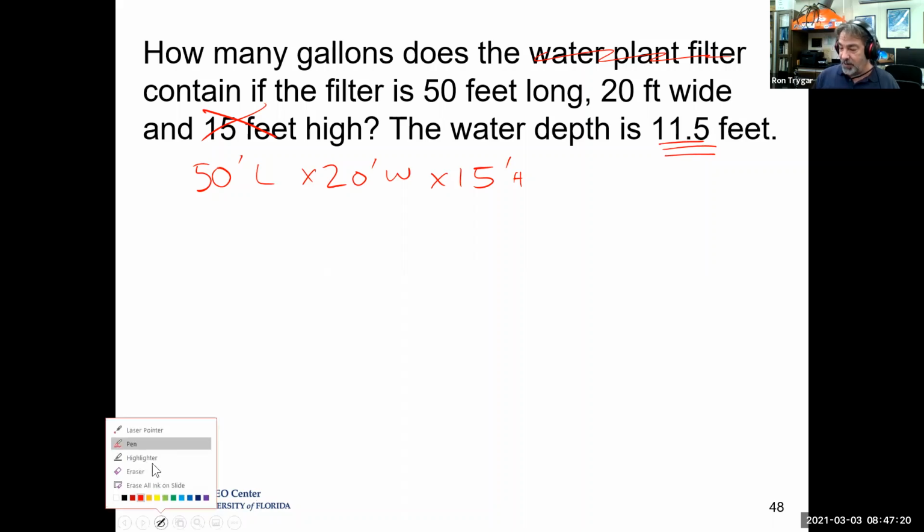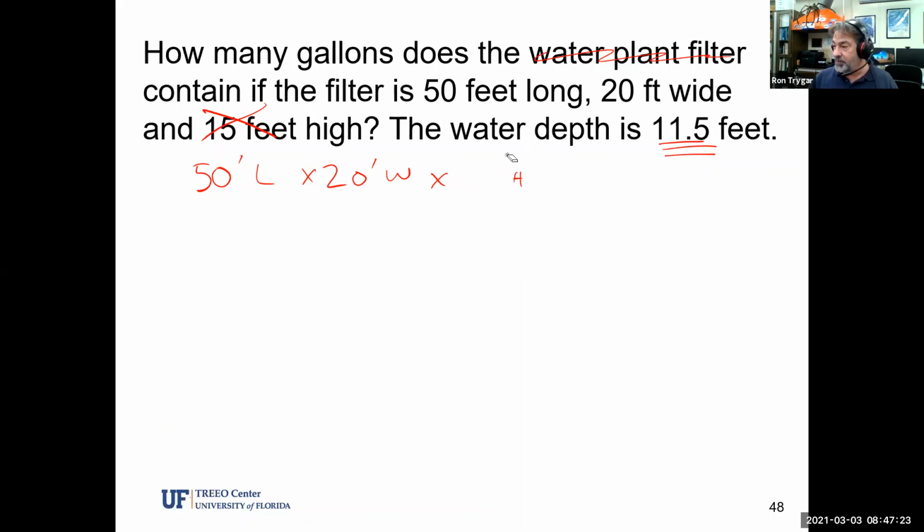So I need to erase something here. And I'm going to erase this number because this is actually the wrong number to use for this. And maybe you already caught that as we were talking about this. So the height of the water is used. We have 11.5 feet. And now we know the cubic feet of the actual water inside. So let's figure out what that is first. Let's do the cubic feet. So it's 50 feet long by 20 feet wide times 11.5 feet. And my cubic foot volume of just the water is 11,500 feet cubed. So that's my cubic feet.